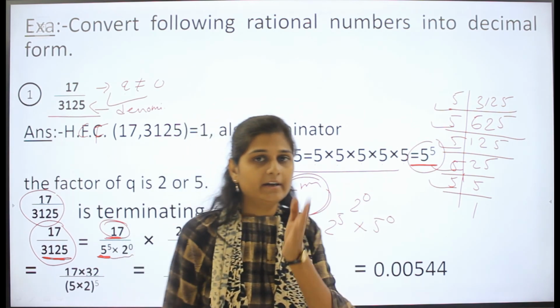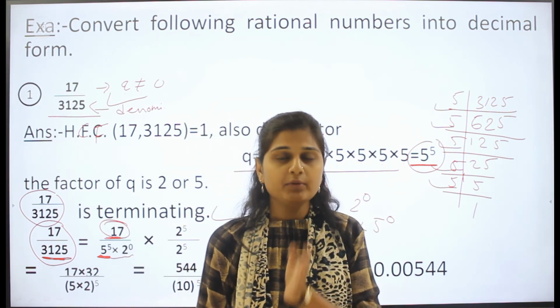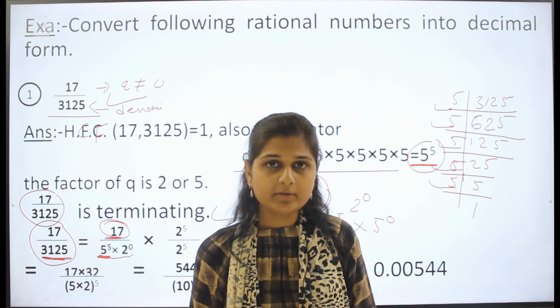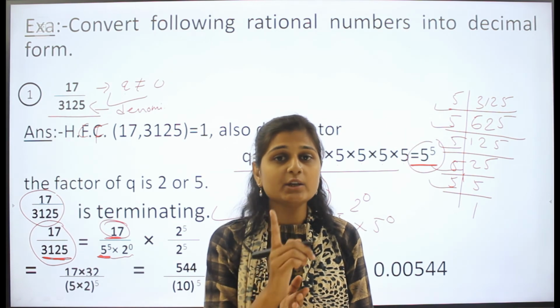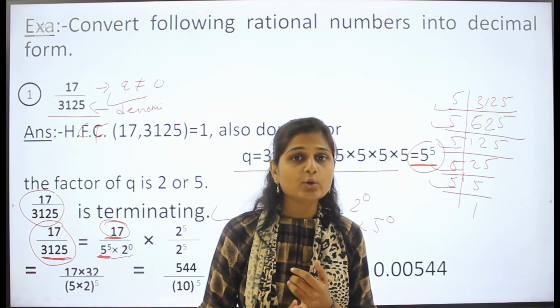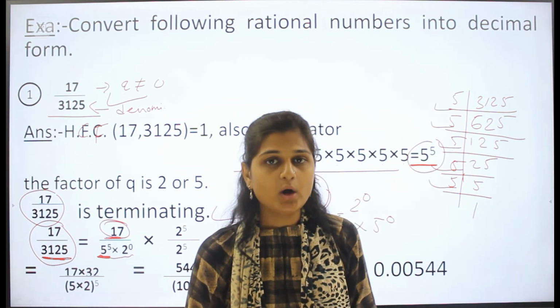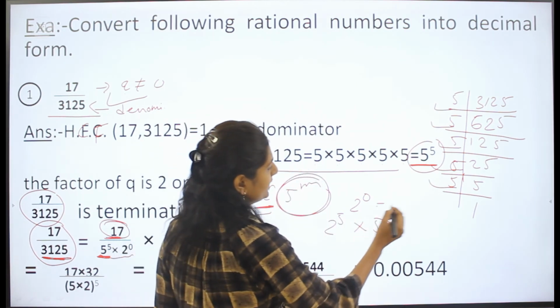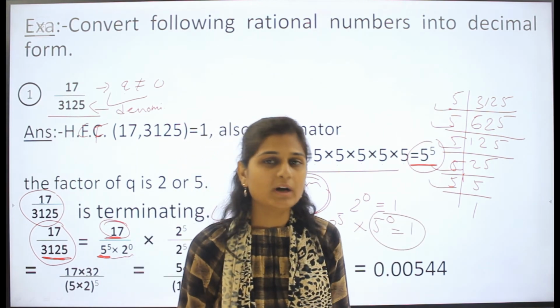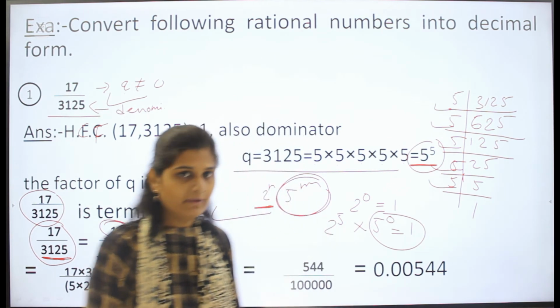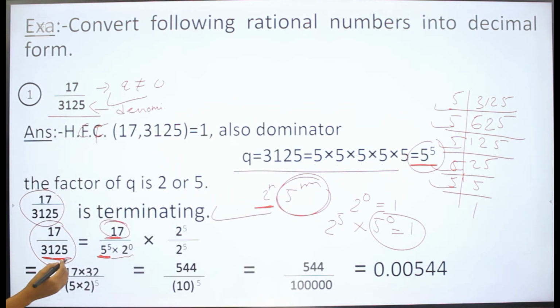Whatever your value is, if its power is 0, then it will always be equal to 1. Any value having power 0 will always be equal to 1. So here 2 raised to 0 will be 1 and 5 raised to 0 will also be equal to 1. So it does not affect our value. So here I have 3125 as 5 raised to 5, but I don't have the factor of 2, so I have written 2 raised to 0.